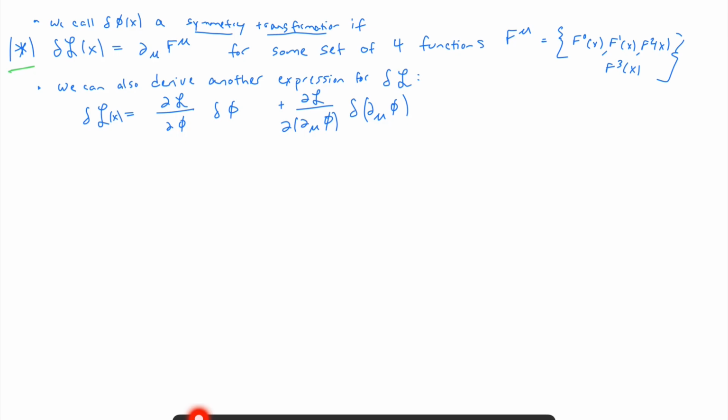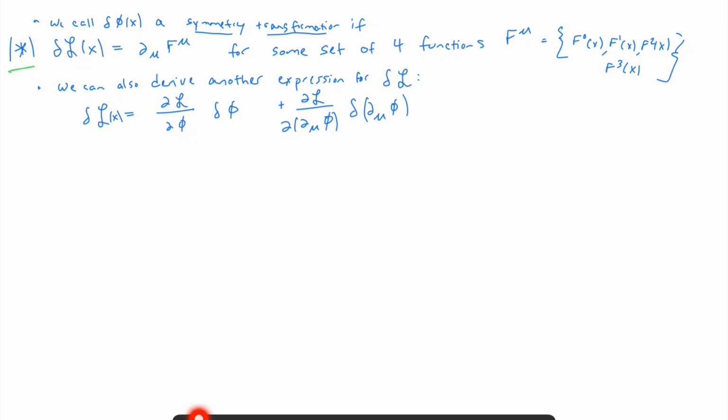We start by recognizing that we can always derive another expression for the change in the Lagrangian. The change in the Lagrangian is going to be equal to the rate at which the Lagrangian changes per unit change in phi, multiplied by how much we're actually changing phi, so this part here, plus, remember this is a function, the Lagrangian, of not only phi, but of the derivatives of phi, which are called d mu phi, and there's four of them. So the rate of change in Lagrangian with respect to how much you're changing these derivatives, times delta of d mu of phi.